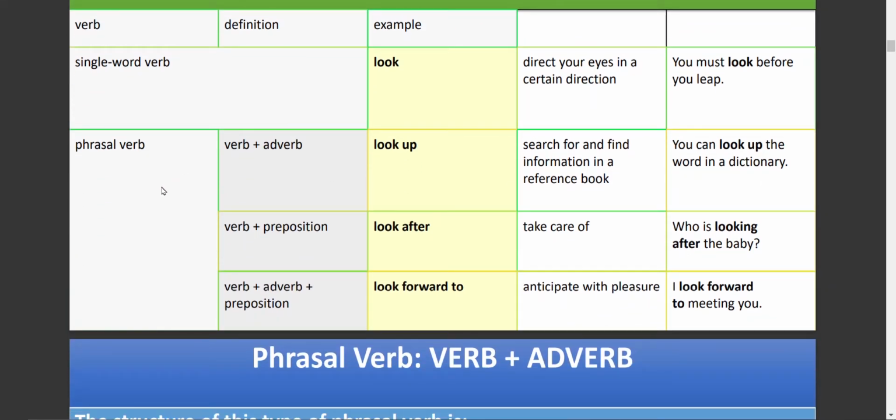Right, here we have verb plus preposition. Look, after is a preposition. Take care of: who is looking after the baby? Then we have verb plus adverb plus preposition. Look forward to: anticipate with pleasure. I look forward to meeting you. So we have the verb, then this adverb, and then this preposition.